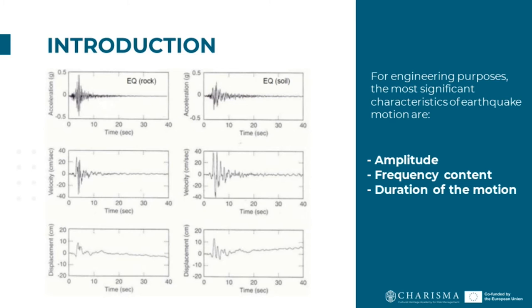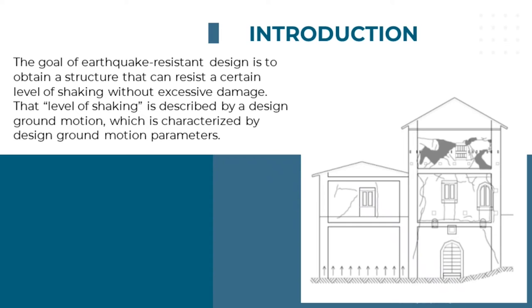The most significant parameters of dynamic loading influencing structural response are amplitude, frequency, or more precisely the frequency content of the signal, and naturally the duration of the motion. These determine the level of damage that could be inflicted upon a structure. Earthquake-resistant design enables conferring buildings or structures with the ability to withstand the sudden ground-shaking characteristics of earthquakes, thereby minimizing structural damage, human deaths, and injuries.